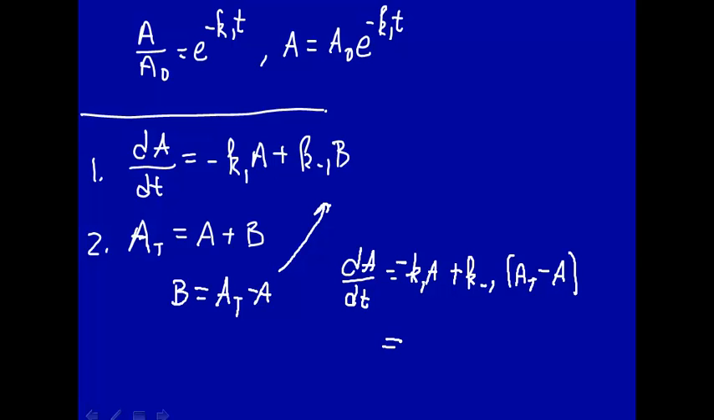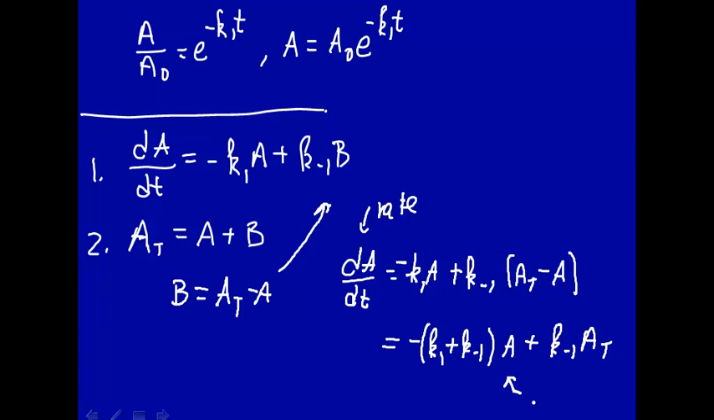And we rewrite this a little bit. There's a minus K minus 1 A, so let's write this as minus K1 plus K minus 1 times A, plus K minus 1 times A total. So there's the differential equation we have to solve. And note that this is first order. So here's the rate. The rate just depends upon one concentration, A raised to the first power. So this is first order.